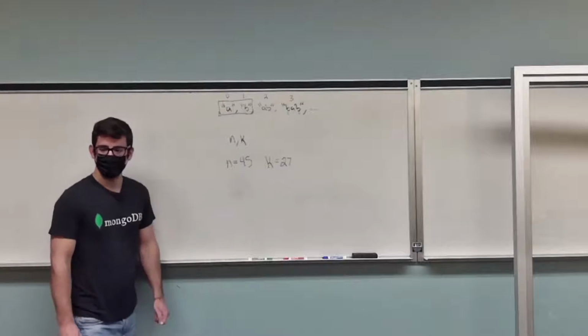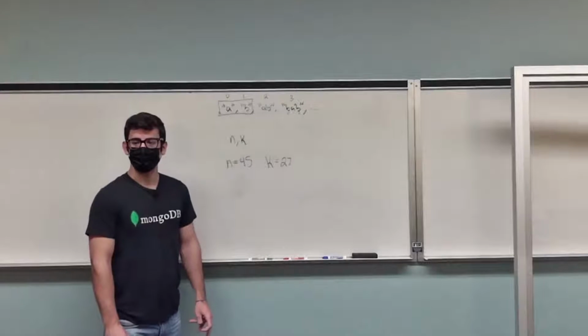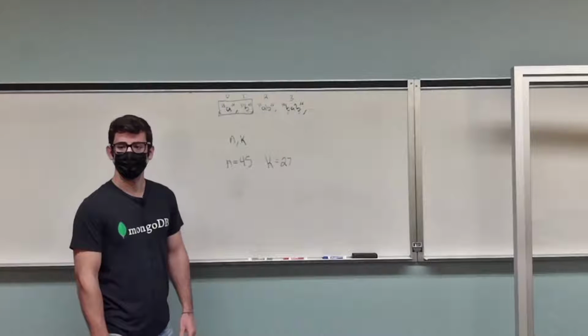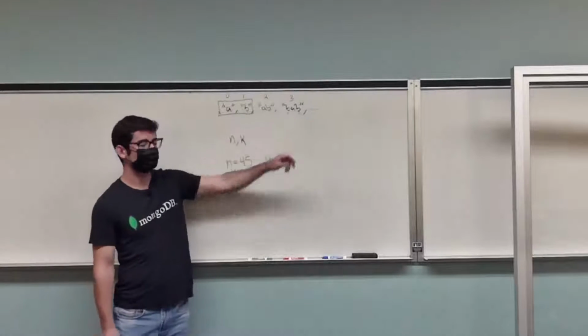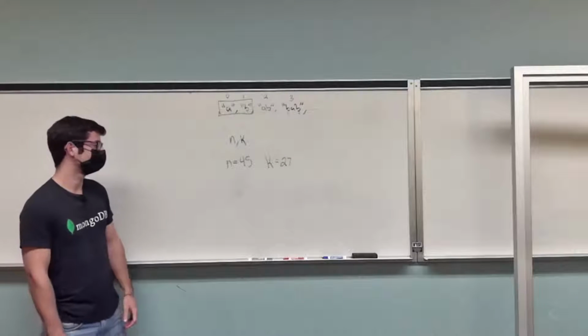Wait, quick question. So the question is asking what is the k's index? So when you had n as like 3 and k is 1, the answer was just a? Yes. Oh, okay. Yeah, okay.